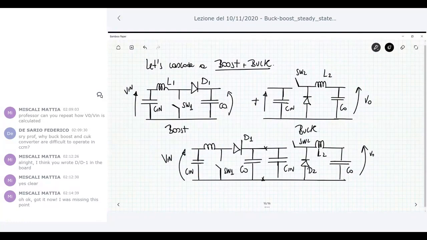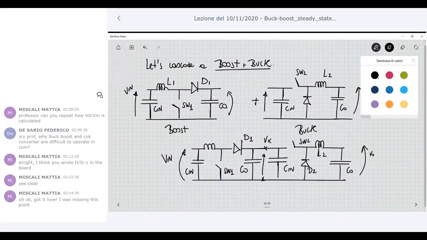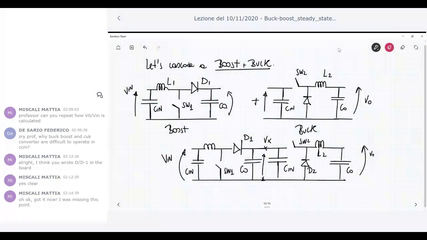Then you have V in, and then you have V naught. The voltage here is Vx. Okay, so what we can say? The same discussion we had before: the input capacitor of a converter is not strictly essential to the operation of that converter. So we can skip C in, for example, but we cannot skip C naught.